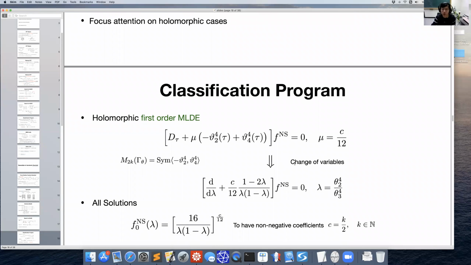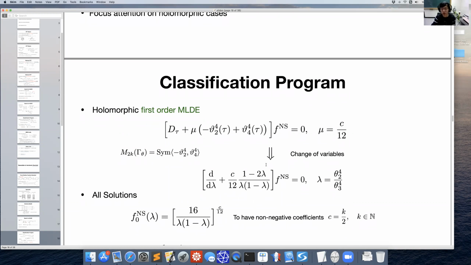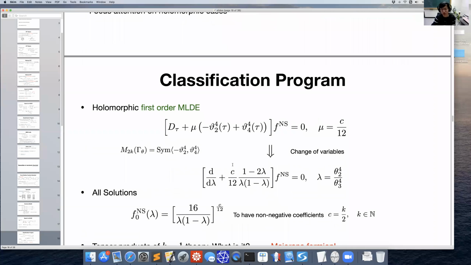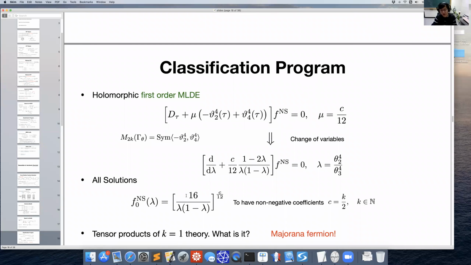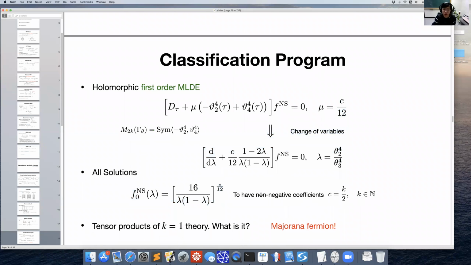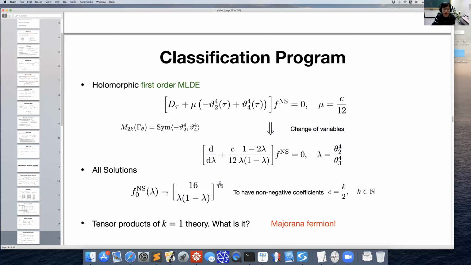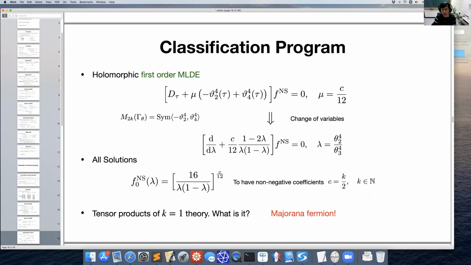Moreover, we can make a change of variables, where I define this lambda and bring this to this form. It's easy to show that you can integrate this and get an exact expression with the following form. And it turns out that to have non-negative coefficients, the constraint is that c must be k over 2. That is to say, this family that we found for holomorphic first order MLDE is a tensor product of k equal to 1 theory. So what is this original theory? It turns out that this is precisely the Majorana fermion.